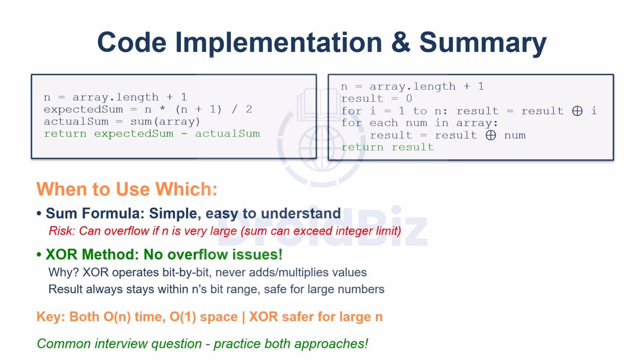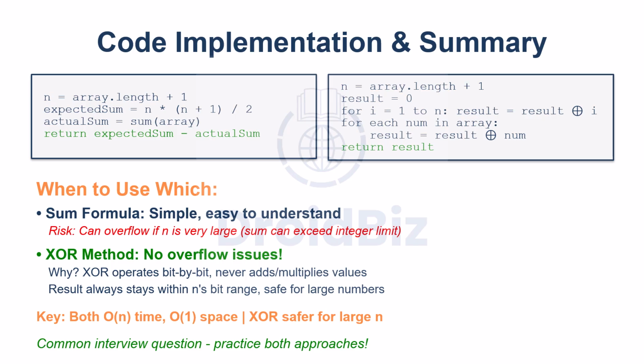When should you use which method? Use the sum formula when you want something simple and easy to understand. It's best for beginners. However, there's a risk. This method can overflow if n is very large, because the sum can exceed the integer limit, shown in red. This is where the XOR method shines.